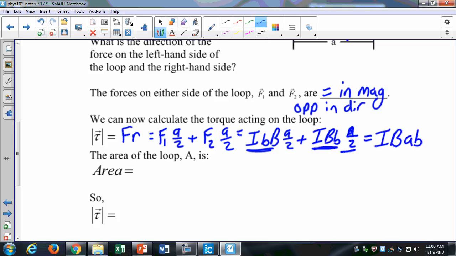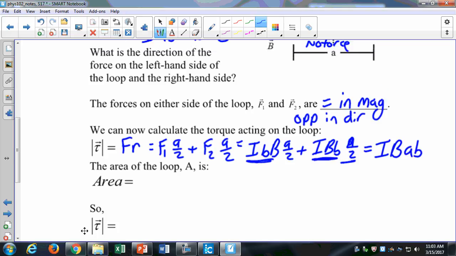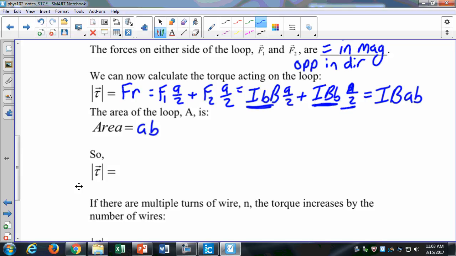All right, but this A times B, if we look back at our figure, that's just the area. And so we can get this general formula for the torque of a coil of wire in a magnetic field. The torque is equal to the current times the magnetic field times the area.